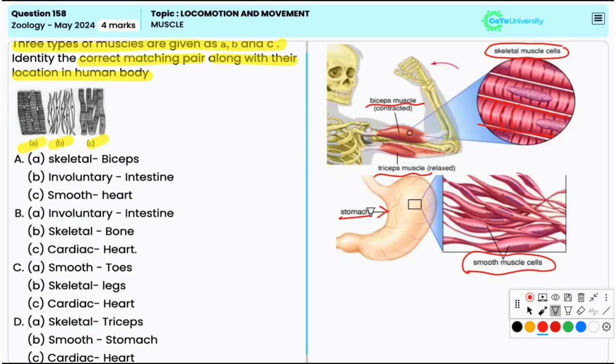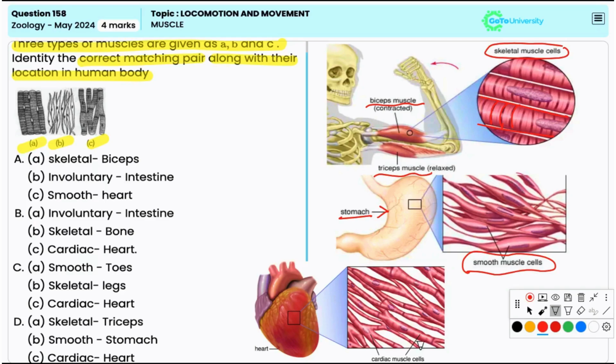And figure C represents the cardiac muscle fibers which are exclusively present in the heart wall. Hence, the correct answer is option D.